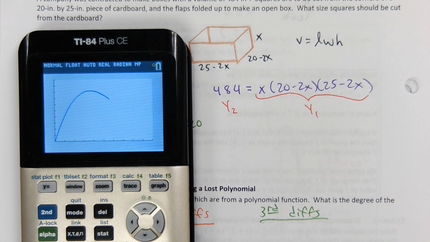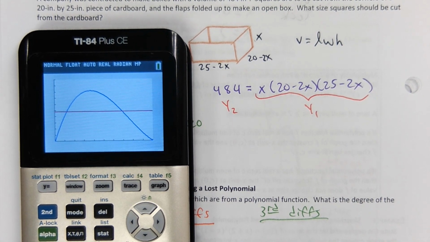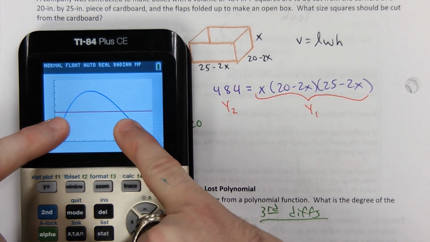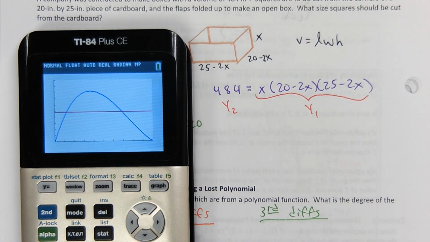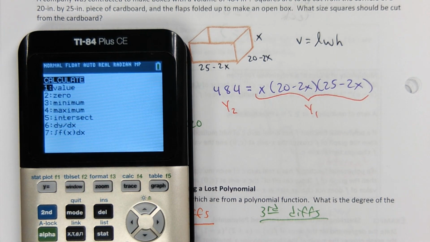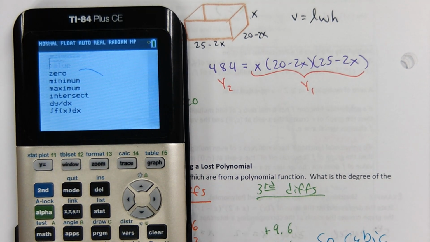Whee! Get this pretty curve. We're not maximizing this time. We're specifically looking for which x values will get us that specific volume. And it looks to me like there's 2 of them. So we do second trace intersect and find them both. Second trace intersect. Intersect is number 5.